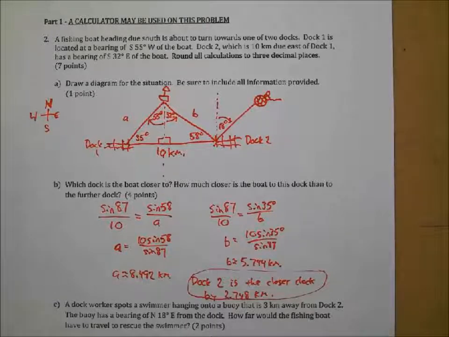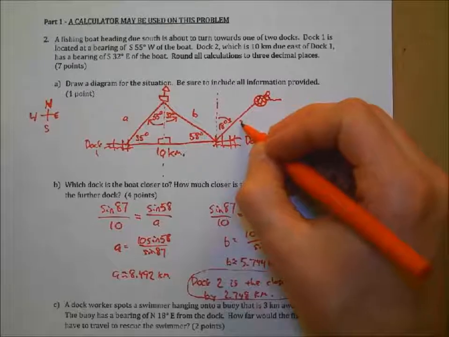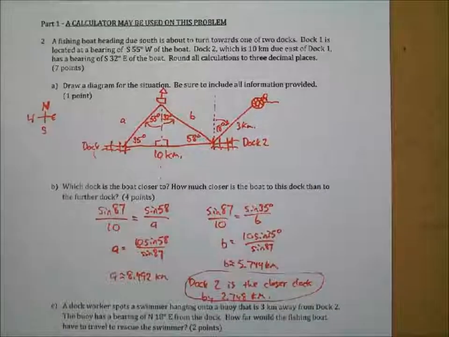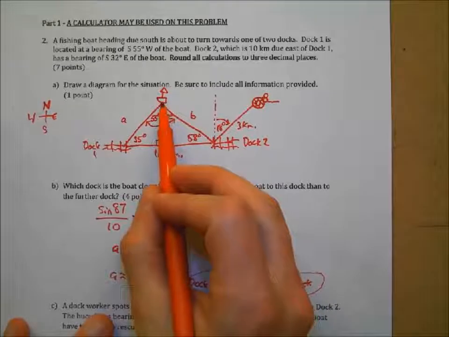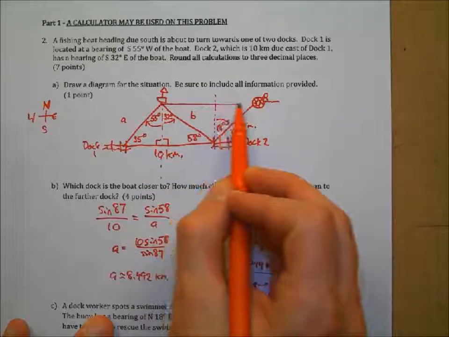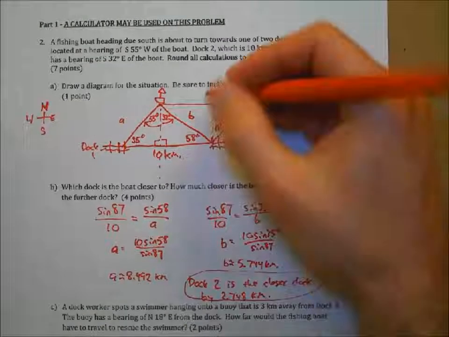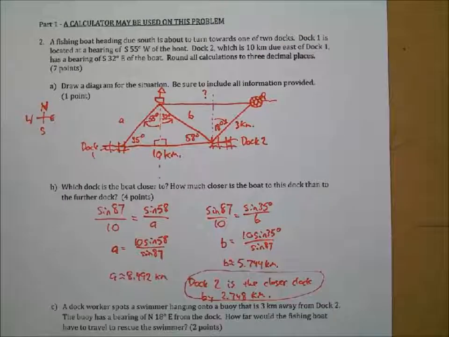So anyway, the dock worker spots a swimmer hanging onto a buoy that's 3 kilometers away from dock 2. So we know this is also 3 kilometers here. How far would the fishing boat have to travel to rescue the swimmer? So from the fishing boat to the swimmer, we're going to find this distance right here. So we have to add on to our diagram there.